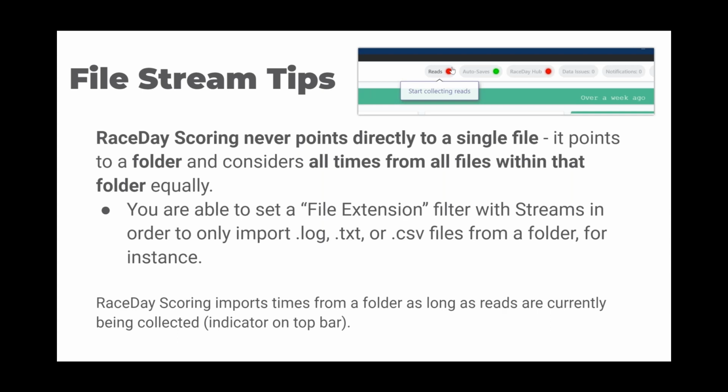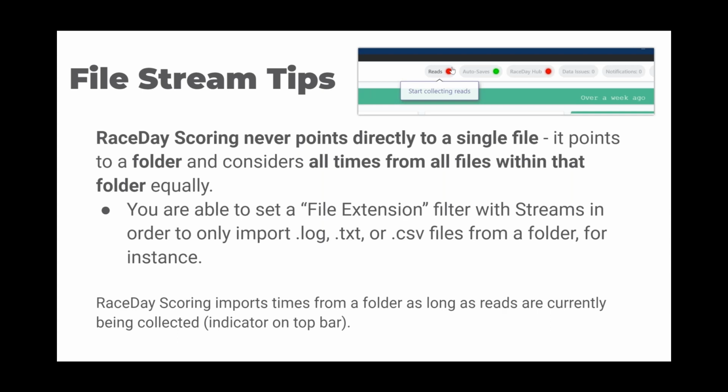Now, when you set up a file stream, there is a way to have a filter to say, okay, I'm going to look at this folder, but I'm only going to look at files in that folder that end with log or txt or csv or whatever your system requires. So we do have some customization there to allow you to filter out other files, but we always recommend that you have a clean folder for the data that you're streaming in on RaceDay.